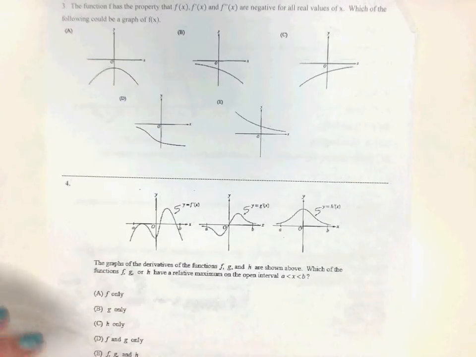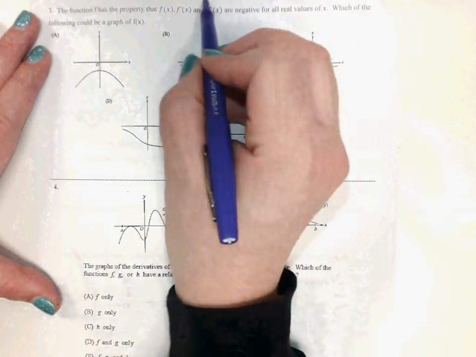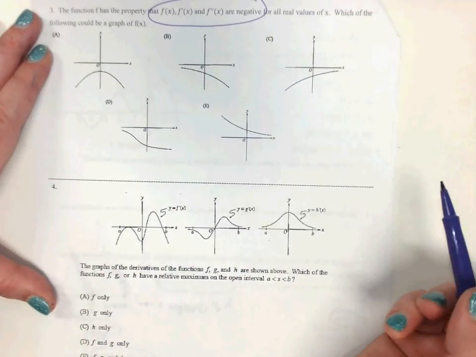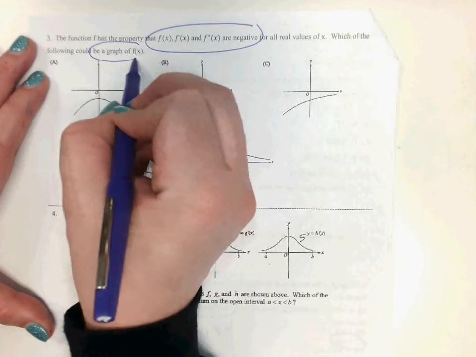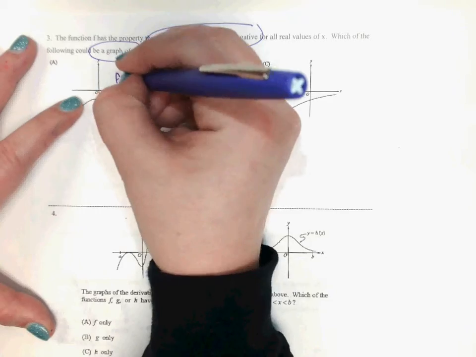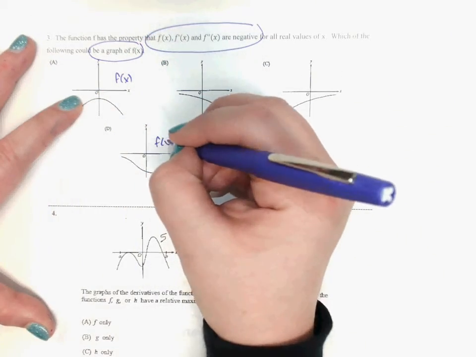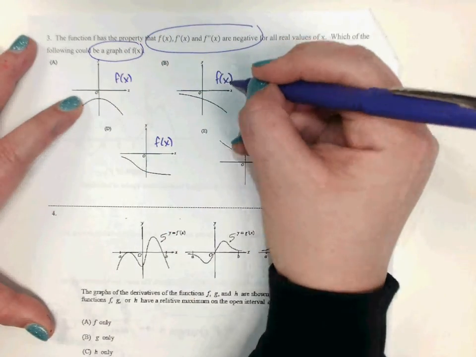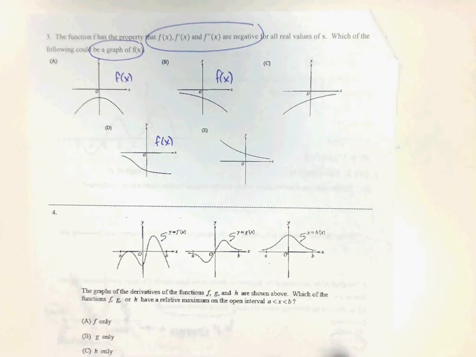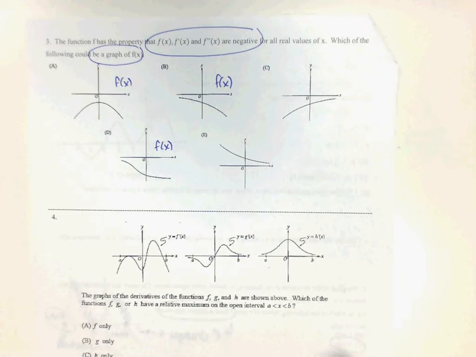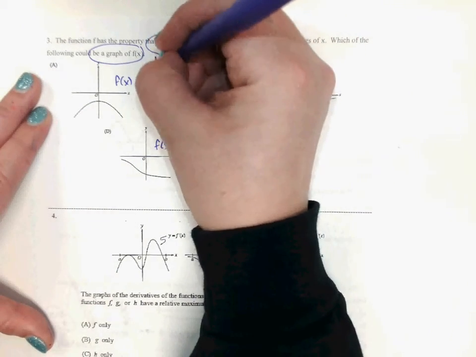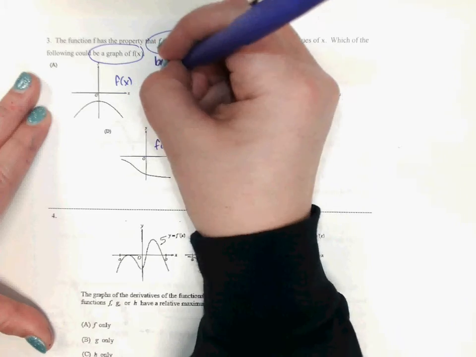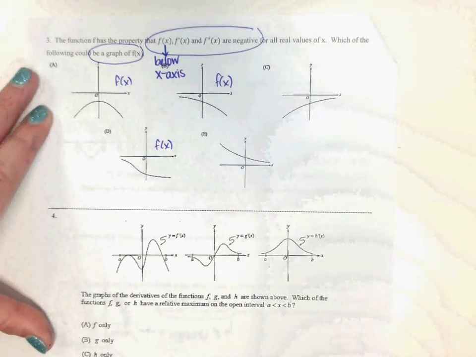Okay, number 3. It says, I want f, f prime, and f double prime to all be negative, but I want my answer choice to be a graph of f. These are regular f of x's. Are they f primes? They're regular f of x. So let's talk about what each of those should mean. If f of x is negative, where should my graph be? Okay, it should be below the x-axis.